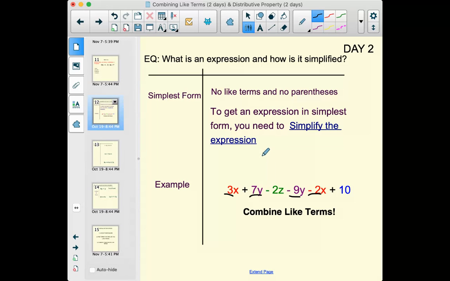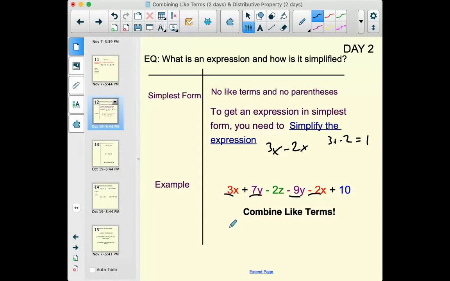Okay, so anytime you're combining like terms, what you're going to do is take the coefficients here and add them together. So 3 plus negative 2, remember 3 is the coefficient here, negative 2 is the coefficient here, 3 plus negative 2 is 1. So 3x minus 2x leaves me just 1x left. I could write 1x, but I don't need the 1. I could just write it as an x.